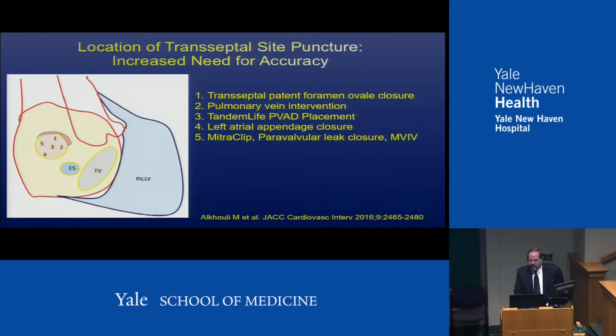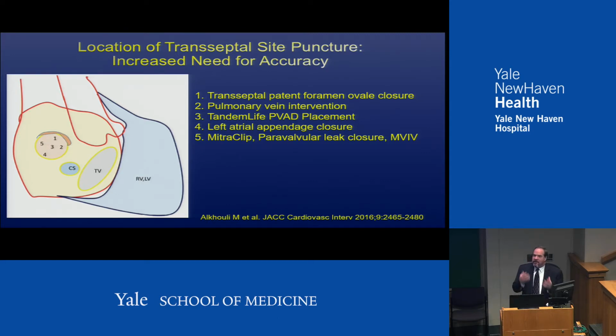Because other investigators have talked about the importance of transseptal puncture for doing different procedures. For foramen ovale closure, you want to be high. Pulmonary vein interventions, you may want to be posterior, but it depends on where they are. The pulmonary VADs, depending on how they are, kind of mid-ostium secundum. Left atrial appendage, you want to be low and posterior. And perivalvular leaks and clips, you may need to be posterior or anterior depending on where they are.